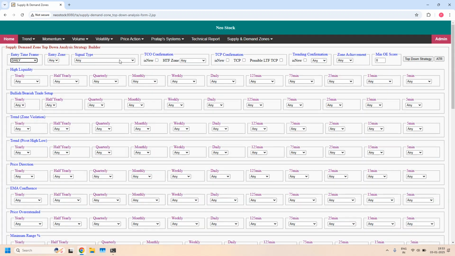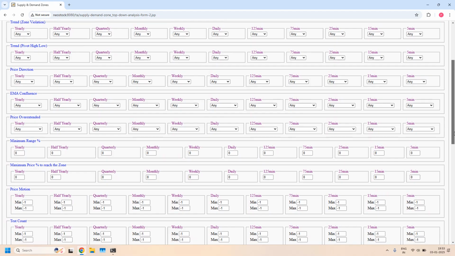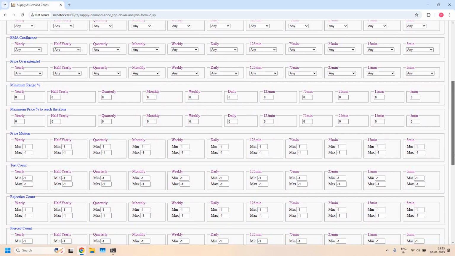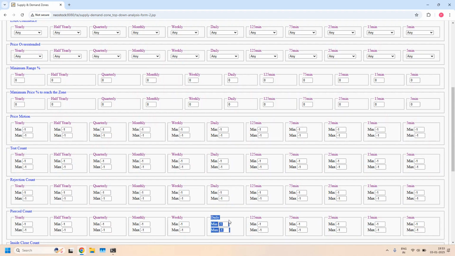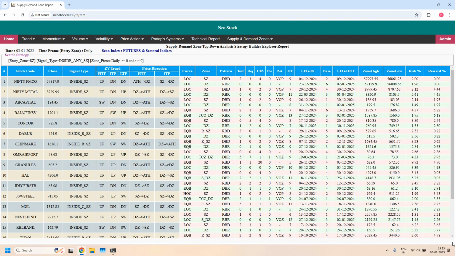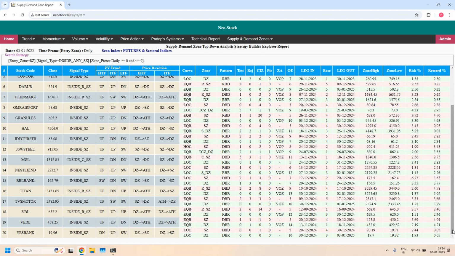Okay, next, daily time frame. Price closed inside daily supply zone, and these daily supply zones should not be pierced. So in the pierced count at daily time frame, I am setting minimum value 0, maximum value 0. Let's filter. So first 15 stocks in the list where price closed inside the daily supply zone. I am scrolling the list down. So total 20 stocks are filtered where price closed inside daily supply zone.